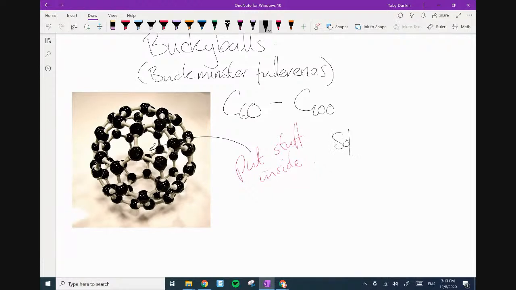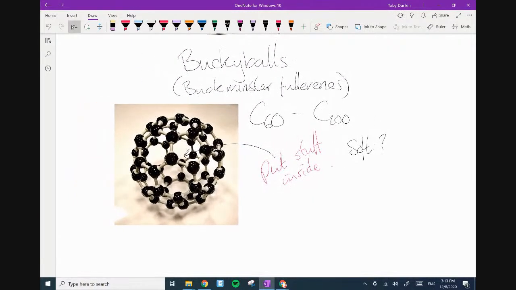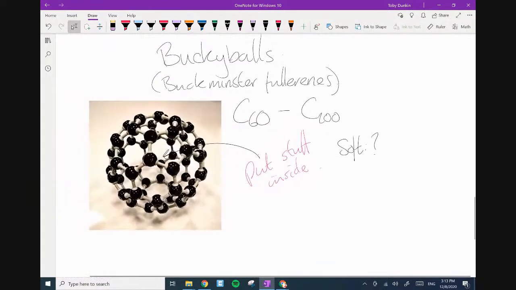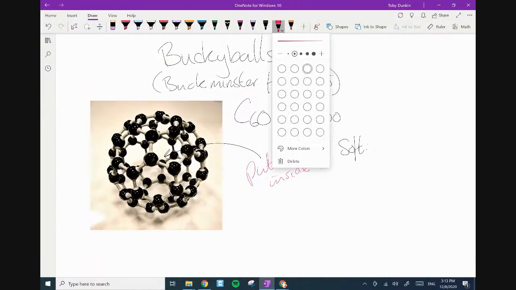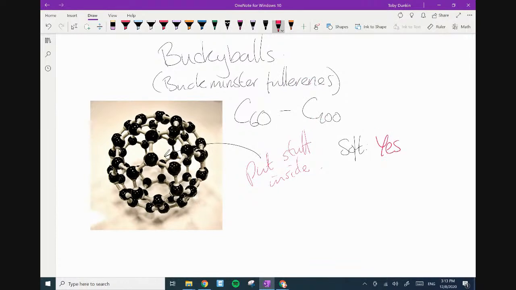First one, soft? Guys, do you think buckyballs are going to be soft? Yes or no on the chat? Well done, Ange. Absolutely correct. Yes, they are. They are soft because the balls can roll over each other.